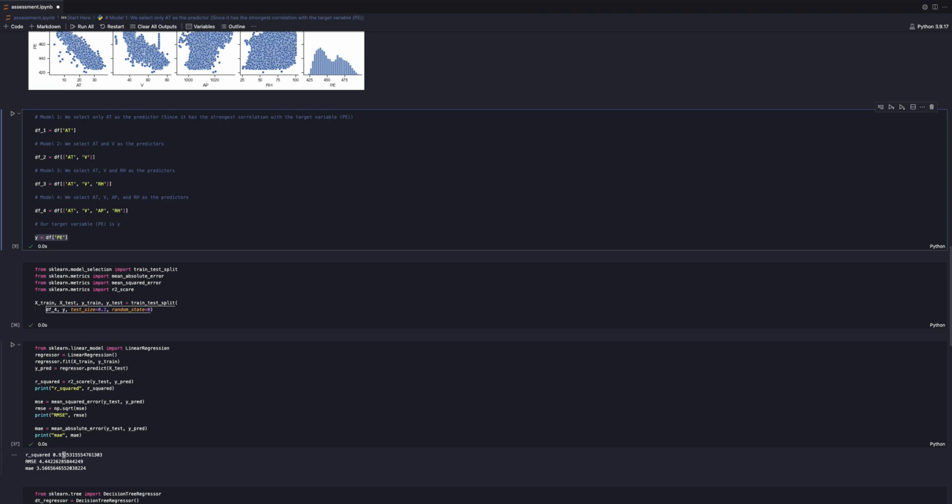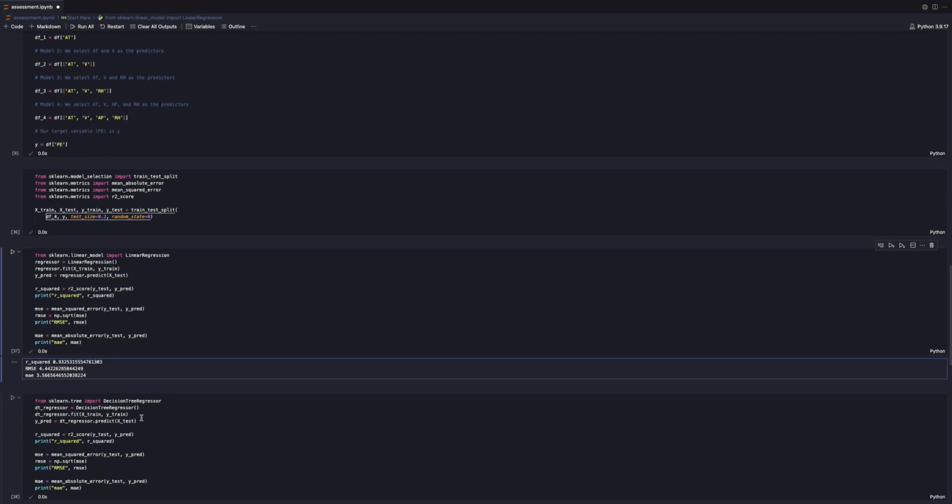So this model is a 93% fit for these predictions, and the root mean squared error is 4.4 and mean absolute error is roughly 3.56. When I try to fit the data set on other models, like decision tree regressor, you can see that the R squared value is somewhat less than the linear regression model.